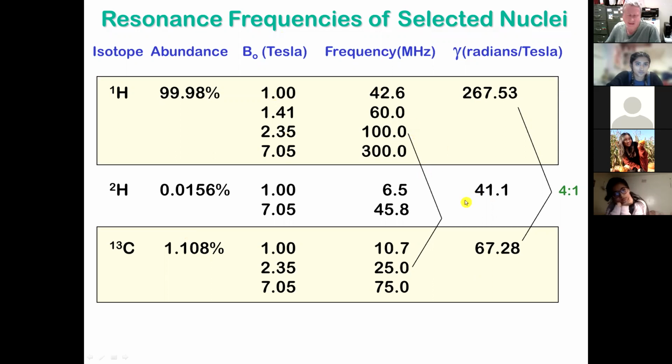Interestingly, one thing you'll see if you do real NMR, like in your research, is that the frequency of carbon, for example, is always 1/4 the frequency of proton. So if your NMR is, say, 400 megahertz for proton, it will be 100 megahertz for carbon. There's a 1/4 relationship, and that's what it's showing here.